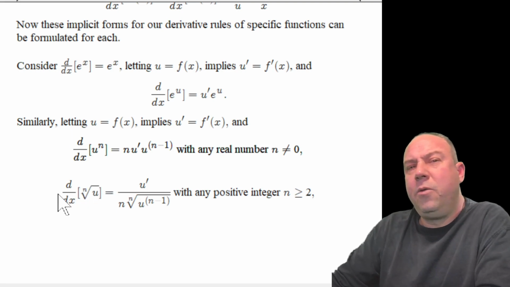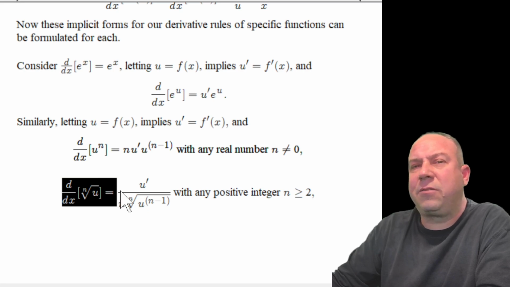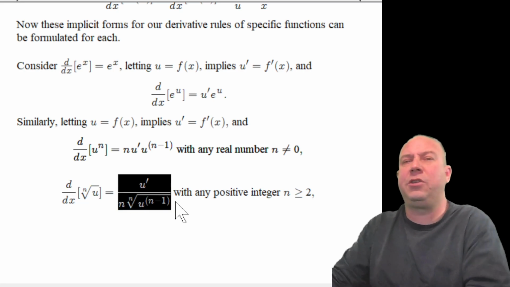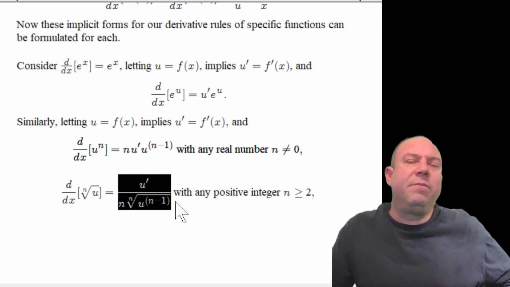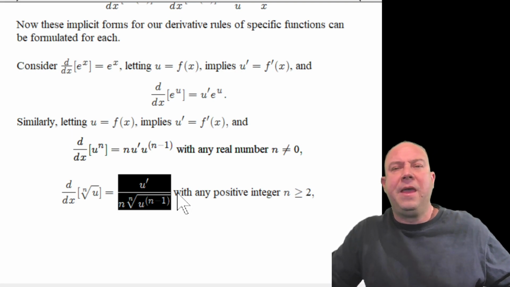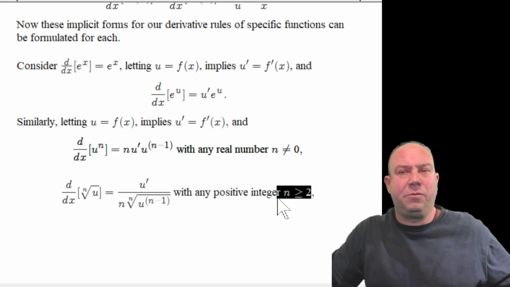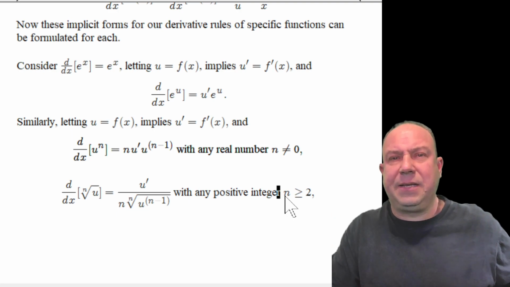We could see that case for the nth root of u. In the case for the derivative with respect to x for the nth root of u, we could show that that's equal to u prime over n times the nth root of u to the n minus 1 power. And this being true for any positive integer n greater than or equal to 2, for our square roots and beyond.